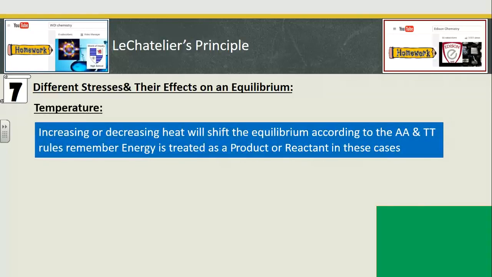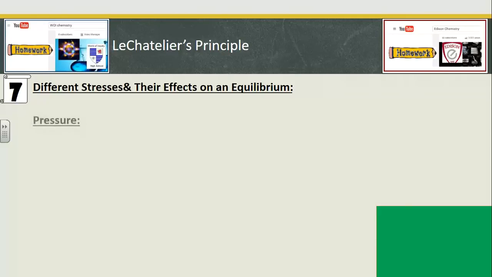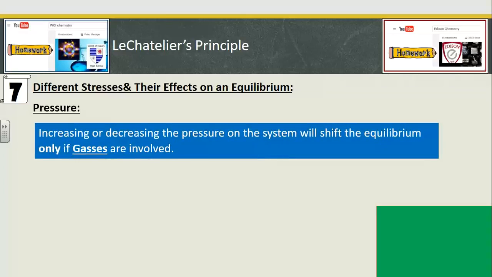Temperature, you shift according to the AA and TT rules. Energy is treated as a product or reactant, so you'll see a side that contains energy, and you shift away from the energy that's added, towards the energy that's taken away. And gases, pressure, you shift away from the side that has more gas if you take away gas, and you shift towards the side that has gas if you add more.